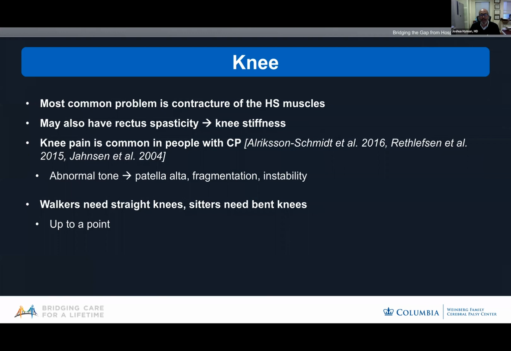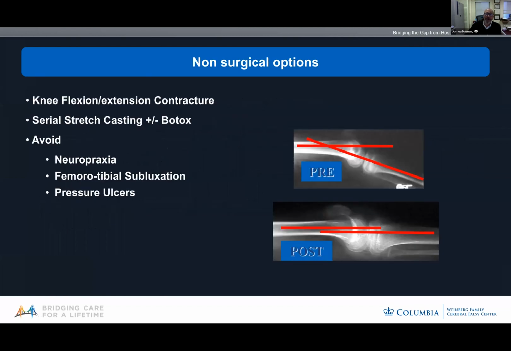The important thing to recognize is that if you're ambulant, if you are able to walk, what you really need are straight knees. But sitters need bent knees. So we don't need to make these knees completely mobile and straight, but we do need to keep them in a position that is functional, which for a sitter would be bent, but again, not too bent, not beyond 90 degrees, because then their legs come up underneath the chair and block their ability to sit.